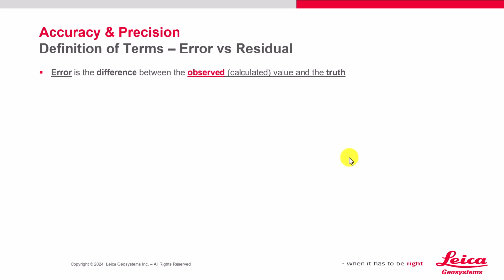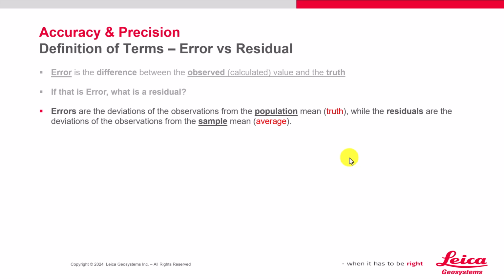Now, error and residual gets a little complicated, so bear with me here. But error is the difference between the observed, calculated value and the truth. We just covered that, right? If that's error, then what is a residual? Errors are the deviations of the observations from the population mean, otherwise known as the truth, while the residuals are the deviations of the observations from the sample mean average. So basically, the errors are from the population and residuals are from the sample. Now, we will most likely and most commonly be using residuals because we only have a sample on our measurements. We never really have the population.